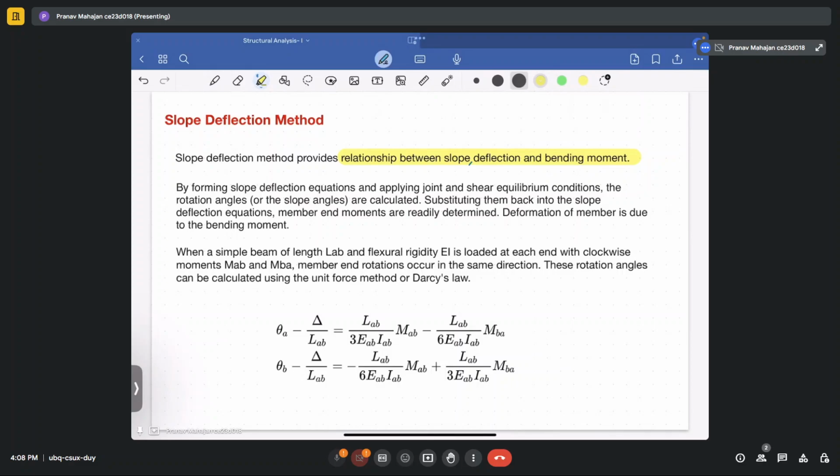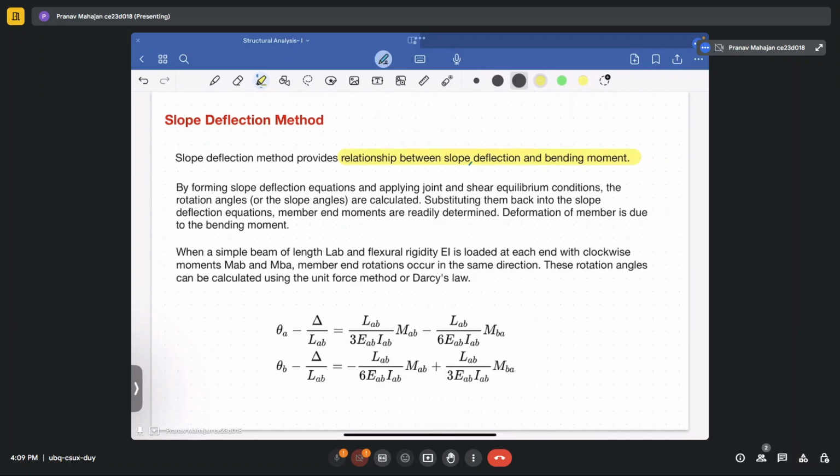So by forming the slope deflection equation and applying joint and shear equilibrium conditions. That means we take the slope deflection equation and also apply the consistency equation. What do you mean by consistency equation? If you have calculated the slope deflection equation and from that the moment equation, and you consider a joint at any particular point, at that joint the total moment is zero. That condition will be your consistency equation for that particular joint.